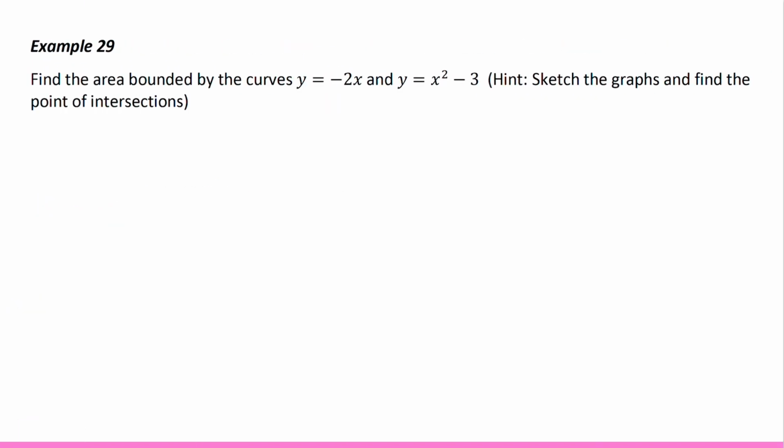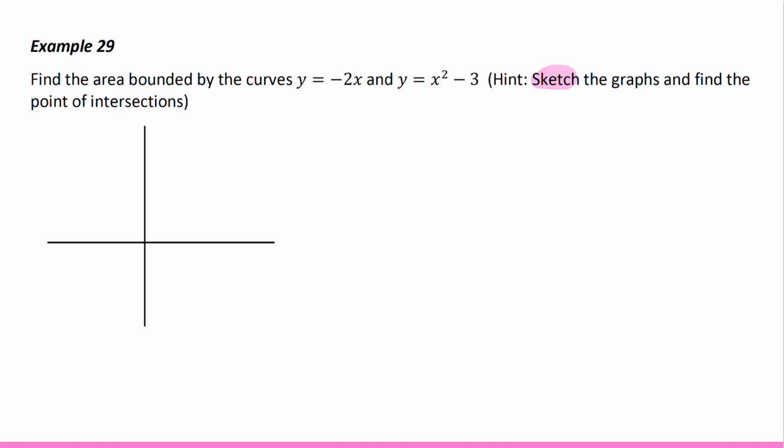Find the area that is bound between the curves y equals negative 2x and y equals x squared minus 3. Of course, we must always sketch the graphs to be able to see which curve is upper and which curve is lower, and also we need to be able to find the points of intersection because that creates my boundaries. So let's go ahead and start sketching the curve.